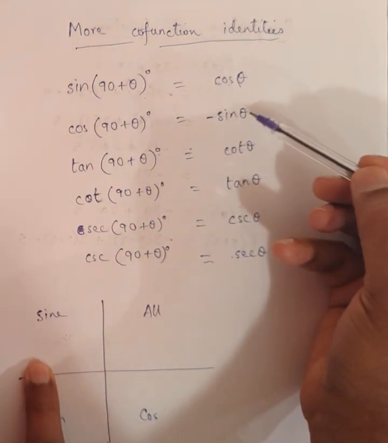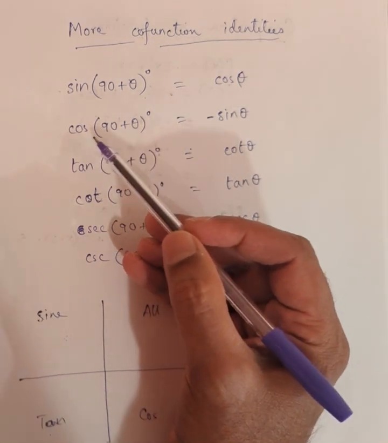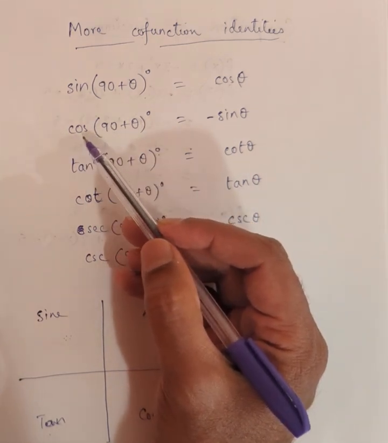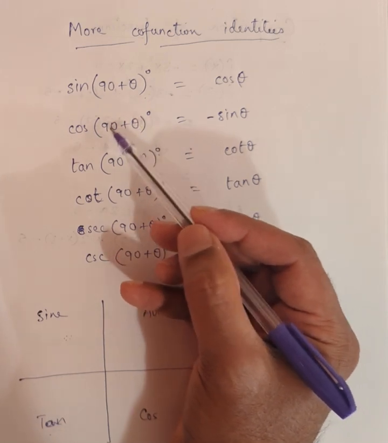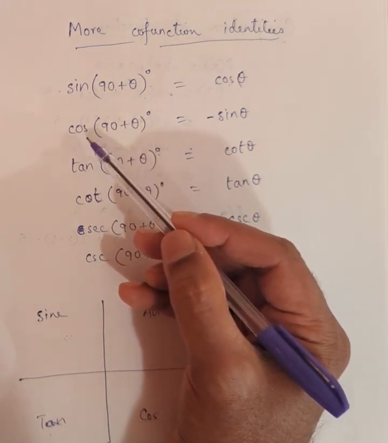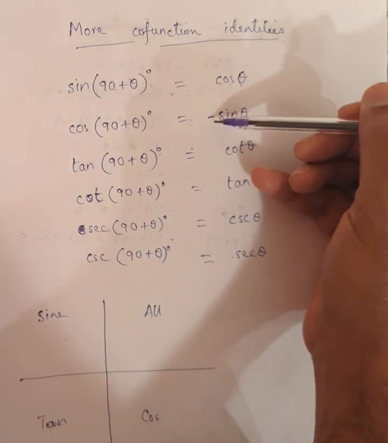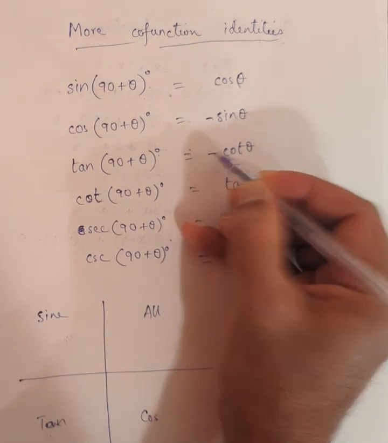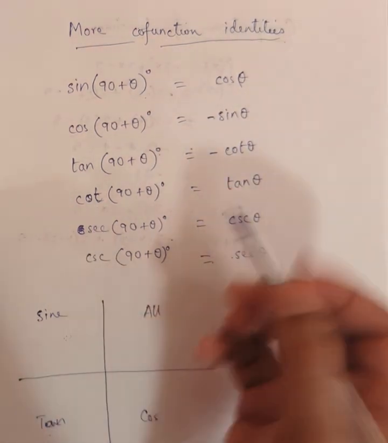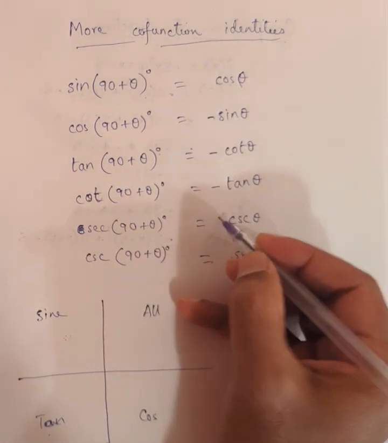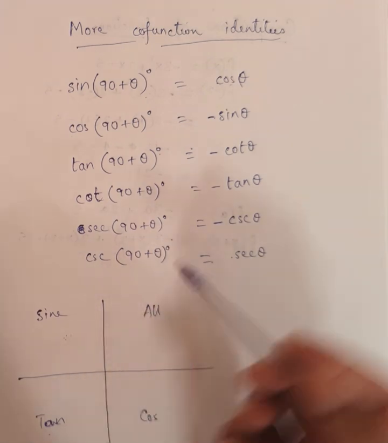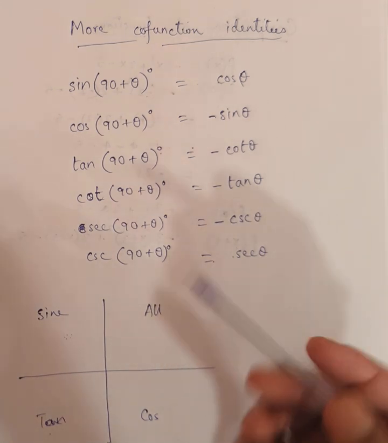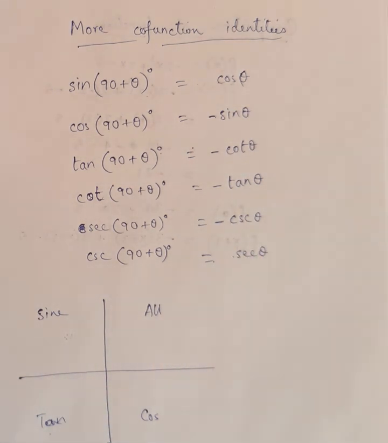And again, don't pay attention to the right side. Whether it's going to be positive or negative is decided by which trig function you're talking about. And because it's going to be in the second quadrant, cosine would have to be negative. So regardless of what you have here, just write negative. And then tan will also be negative. So that means it's going to be negative cot theta, and cot will be negative. Secant will be negative. And these are the only two that are going to be positive, sine and cosecant. So these are the other 6 cofunction identities.